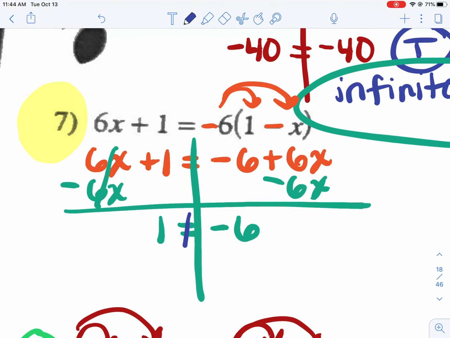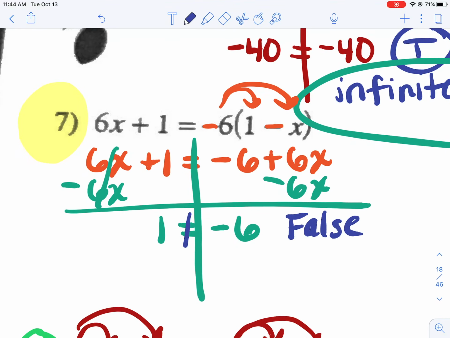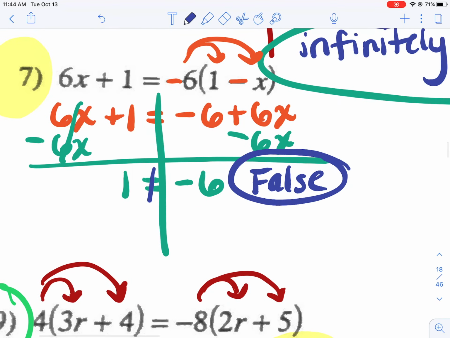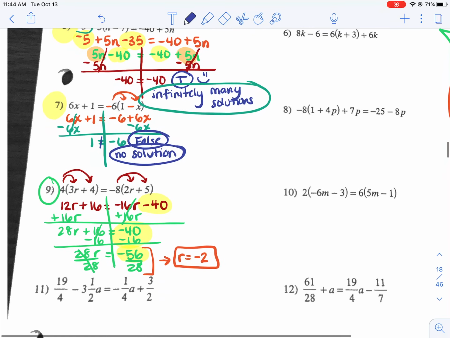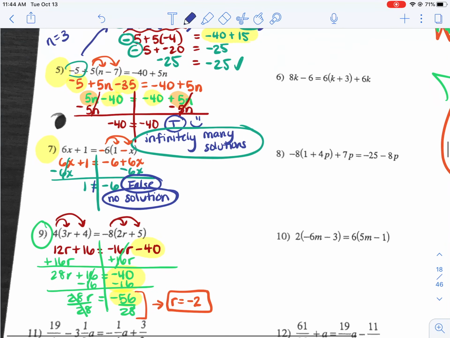Remember that not equal to we learned last week? This is false. That means we can't just say x equals 1 or x equals 2. This means there's no number that will make this true. So our answer is called no solution. Okay? Those are a little bit harder questions, but they will come up once in a while.